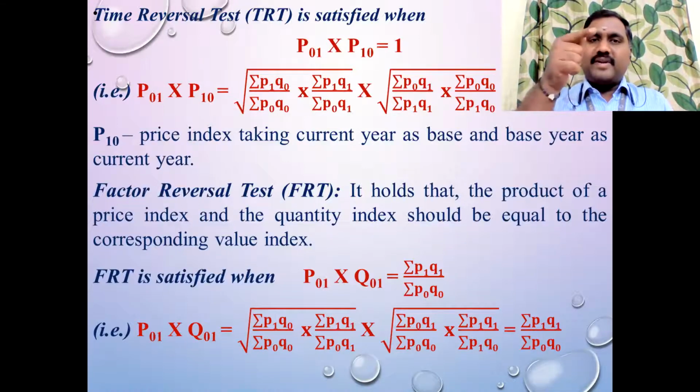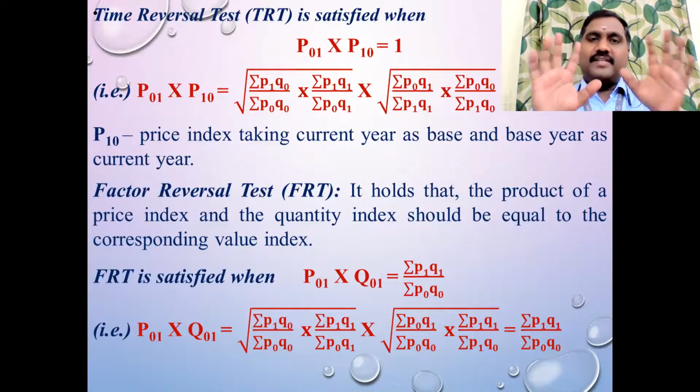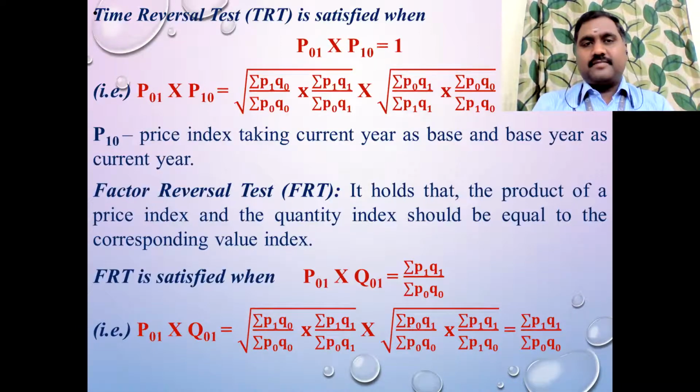If you multiply the numerator and denominator with the quantity of the current year, Q1, that is Paasche's method, right? You multiply both of these formulas, that is Fisher method. Now, is it clear?